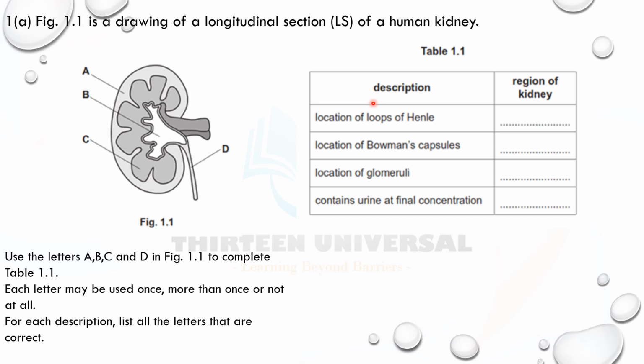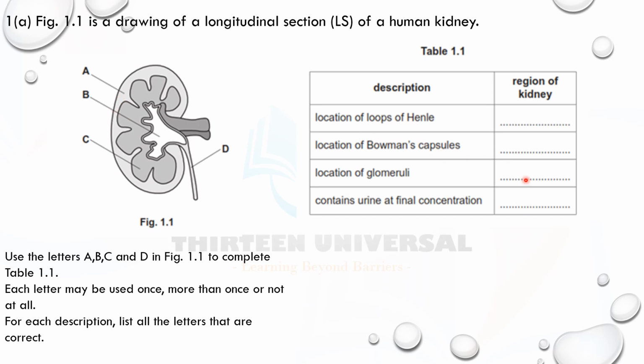Okay, welcome back. This is the location of loops of Henle. Loops of Henle are found more in the medulla. Medulla is C, so you find it in C. Though you can find part of them in the cortex, loops of Henle are found more in C, where there is hypertonic tissue fluid. Location of Bowman's capsule: it is found in the cortex. A is cortex, so it's found in A. Location of glomeruli: glomeruli are also found in the cortex, A.